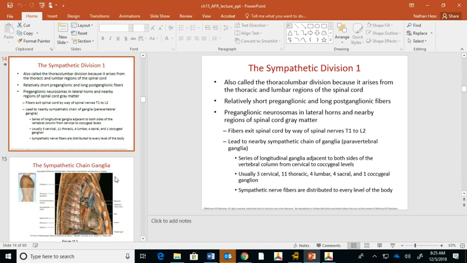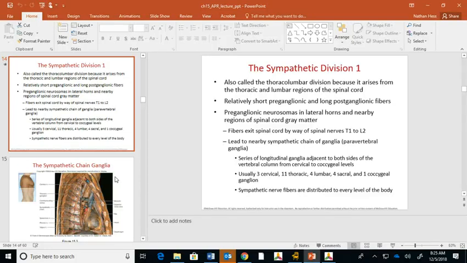All right, so let's talk about the actual anatomy piece. We're starting with the sympathetic nervous system. The sympathetic is also called the thoracolumbar division, thoracic and lumbar put together, because that's where it arises. It arises from the thoracic and the lumbar regions of the spinal cord. Like I mentioned a moment ago, long postganglionic fibers and short preganglionic fibers.